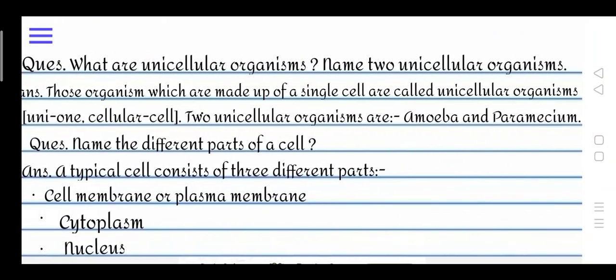Now, what are unicellular organisms? Name 2 unicellular organisms. Those organisms which are made up of a single cell are called unicellular organisms. Uni means one and cellular means cell.